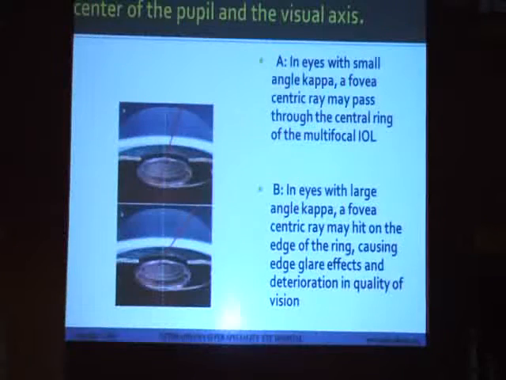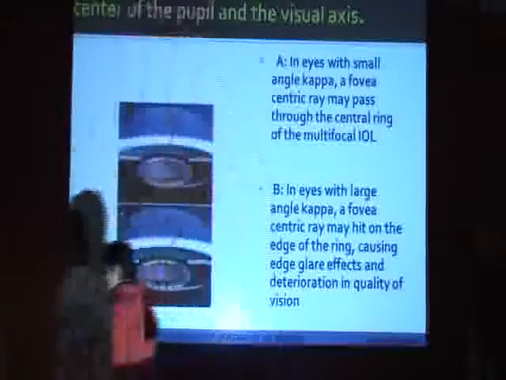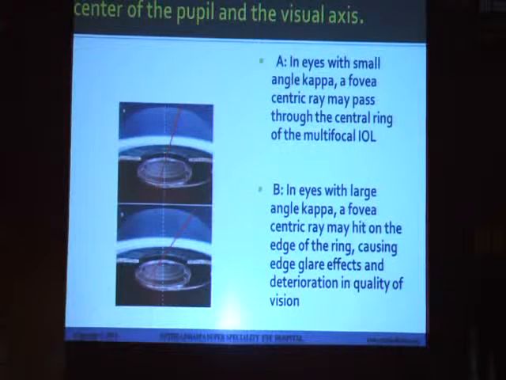To throw some light on the concept of misalignment, we need to brush up our knowledge about angle kappa and angle alpha. Now, angle kappa is the distance between the center of the pupil and the visual axis. In the figure on the left of your screen, figure A represents an eye with small angle kappa. Here, the foveocentric ray may pass through the central ring of the multifocal IOL. Figure B represents an eye with large angle kappa. Here, the foveocentric ray may hit on the edge of the ring, causing edge glare effects and deterioration in the quality of vision.